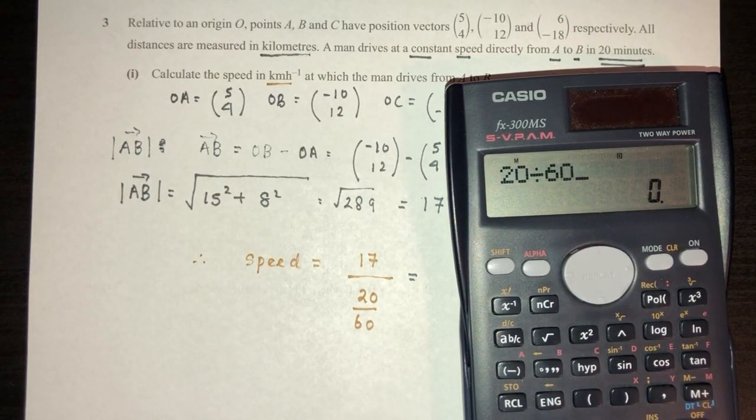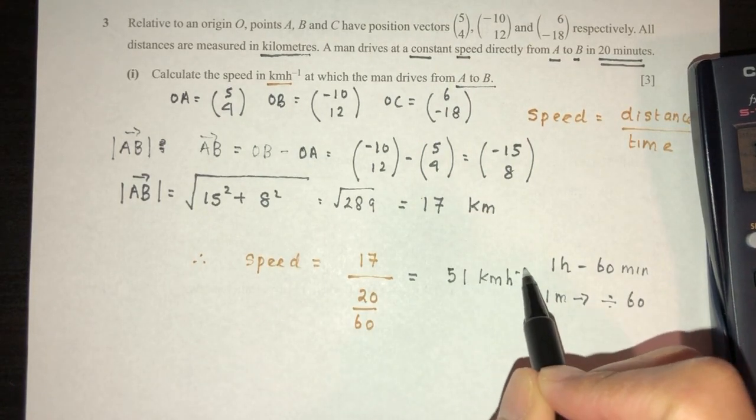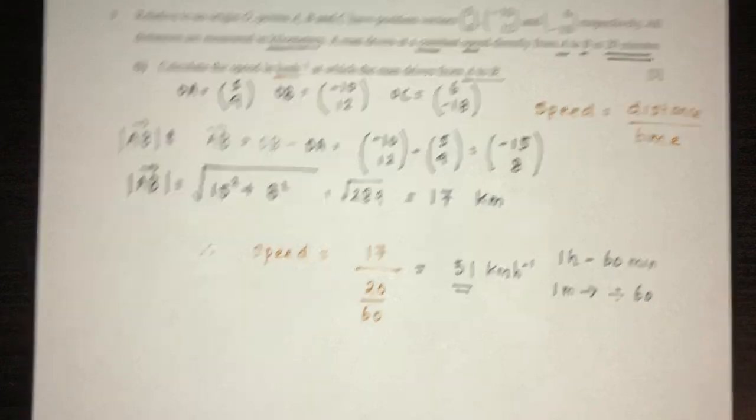20 divided by 60, 17 divided by answer, that will be 51. Speed is 51 kilometers per hour. That is your answer for part 1.